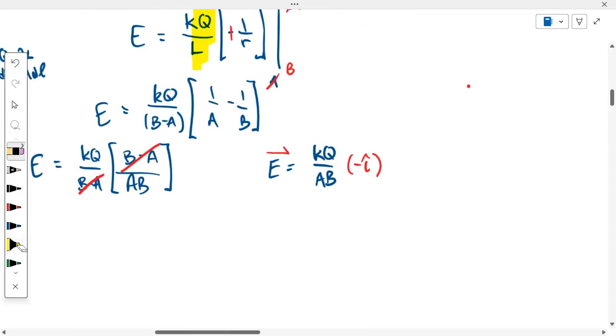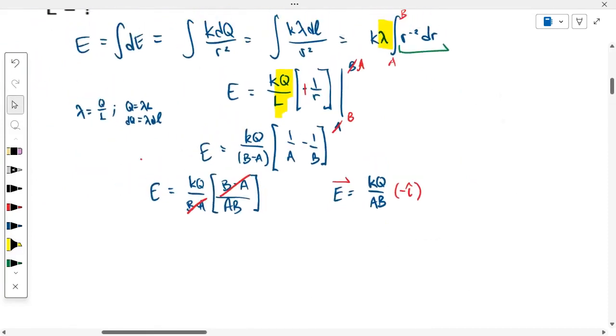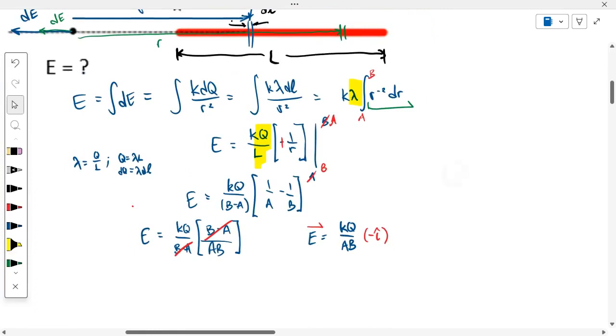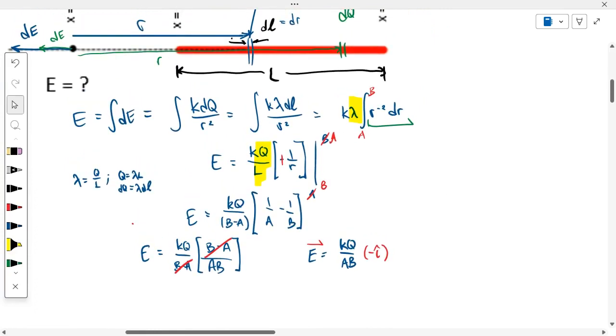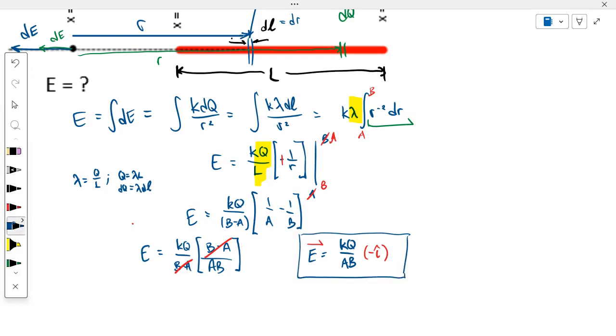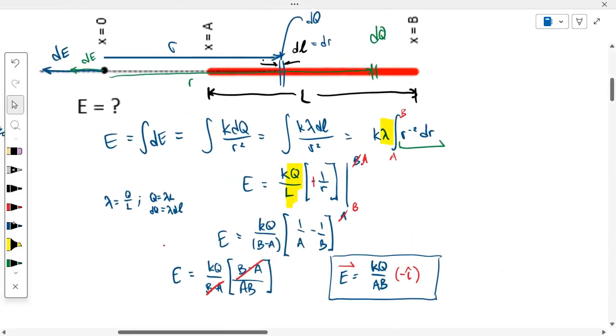What's nice is that if this stick is really short, then A is approximately B, and what you would get is KQ over A squared, or KQ over B squared, and that agrees with what we think it should. That's one of the things I get a kick out of, trying to do some interpretation of results.